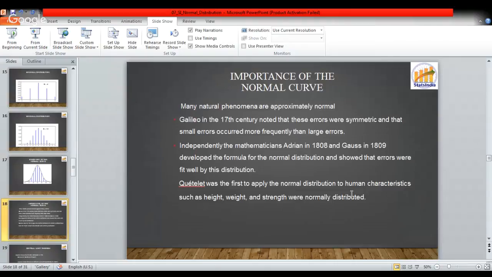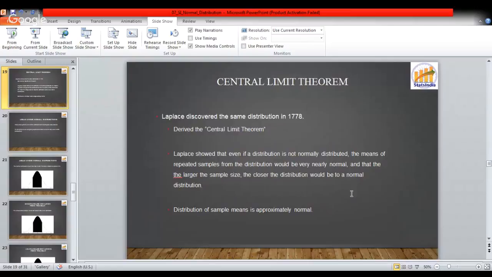Now, the central limit theorem. Laplace discovered the same distribution in 1778 and he named it the central limit theorem. Even if the distribution is not normally distributed, the means of repeated samples from the distribution would be very nearly normal, and the larger the sample size, the closer the distribution is to a normal distribution. That is, the distribution of the sample mean is approximately normal.